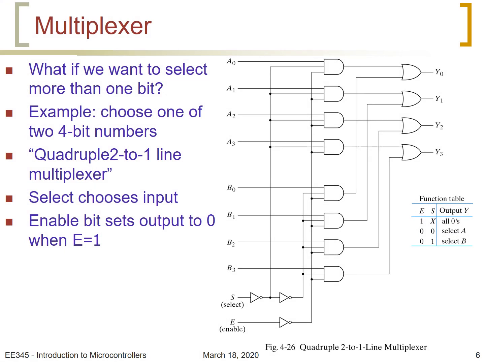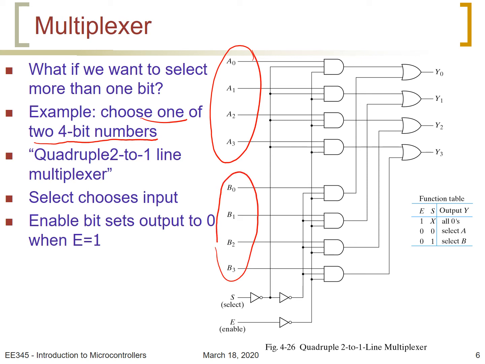A multiplexer can also select more than one input. As an example, if we have two 4-bit numbers and we want to choose one of the two numbers, we use this actually in arithmetic. So we have one number as A3, A2, A1, A0. The other one will be B3, B2, B1, B0. And we want to select all of B or all of A.